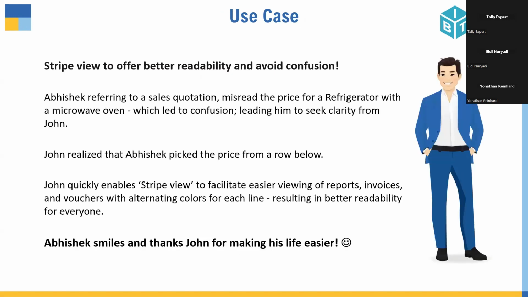So if you see the case that often happens without this feature: Abhishek, as the owner, mistakenly read the wrong price for the refrigerator with the microwave oven price, leading him to confusion. John, aware of it, makes another smart move by enabling the Stripe View feature for easier viewing of reports, invoices, and vouchers. As the outcome, Abhishek and everyone have better readability in TallyPrime 5.0. Abhishek smiles and is grateful for John making his life easier.